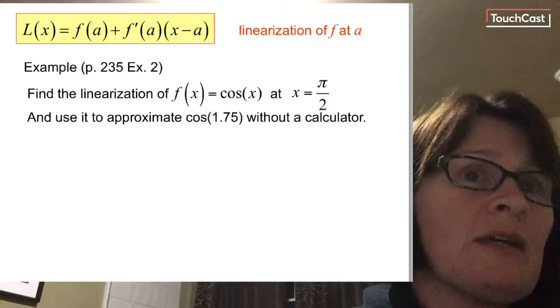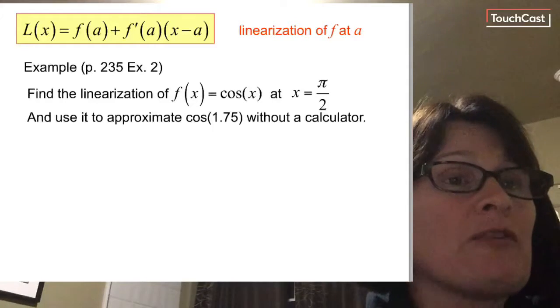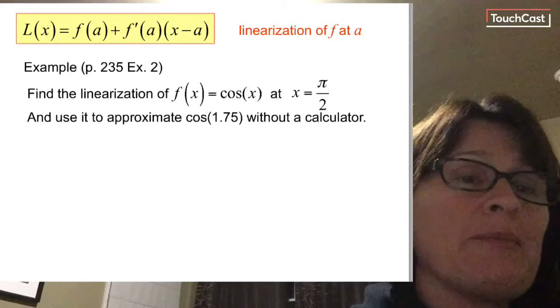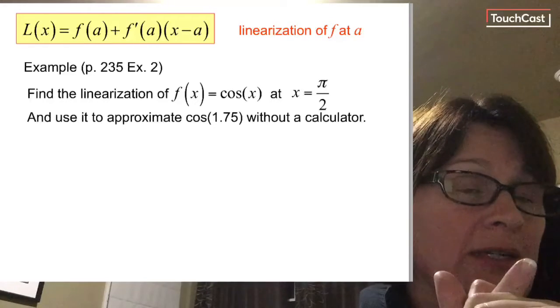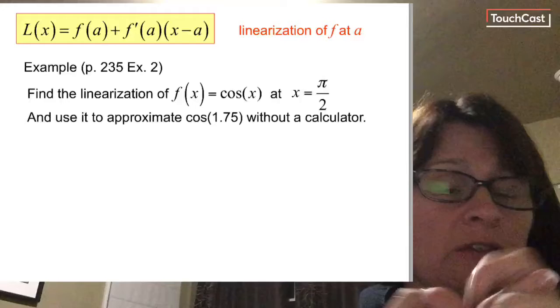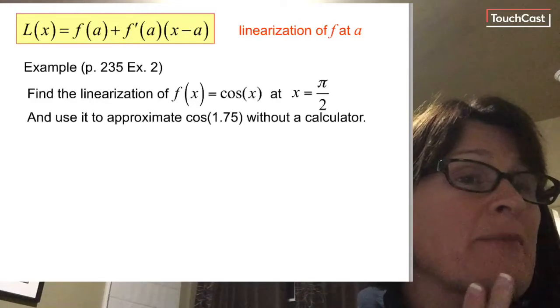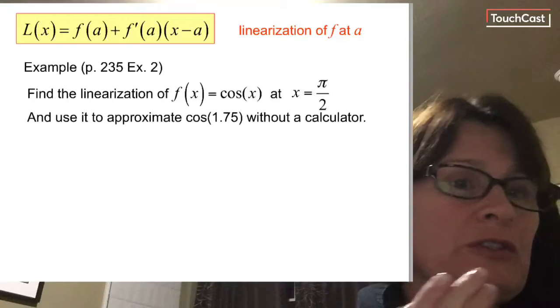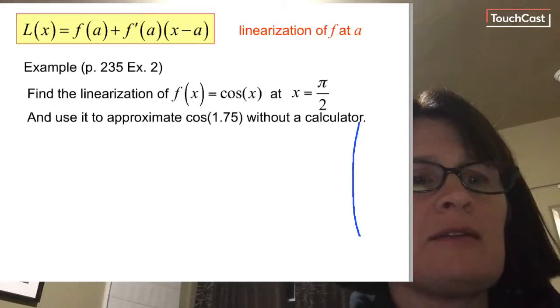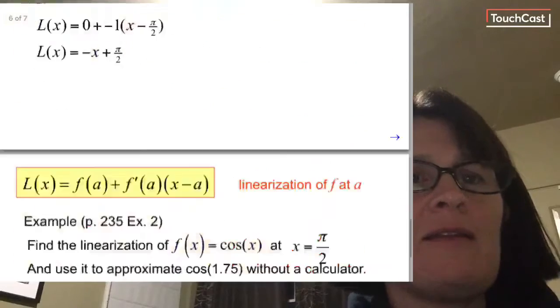So to do this, I'm using x equals pi over 2 as my a value. I'm going to need to figure out what my y value is. That's going to be f of pi over 2. I'm going to need to figure out f prime of x and use that to figure out f prime of pi over 2. So next slide.